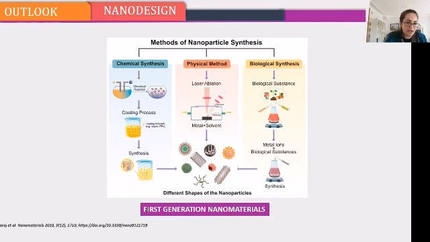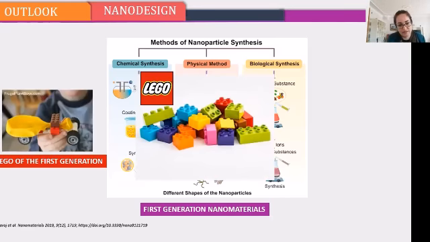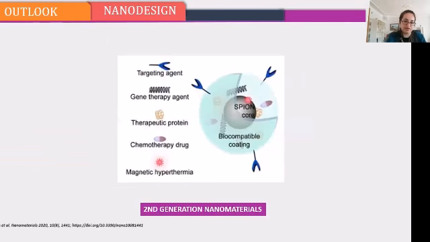If we try to explain it with Lego, this is the Lego of the first generation. So you have very simple structures at hand. If you want to go further and functionalize it, you go to second generation nanomaterials, where you have not only the core, which is the one we are right now moving around. We have passed a little bit beyond the first generation nanomaterials.